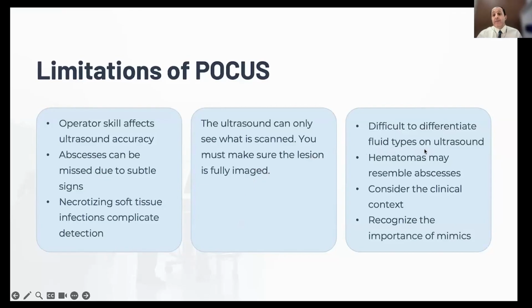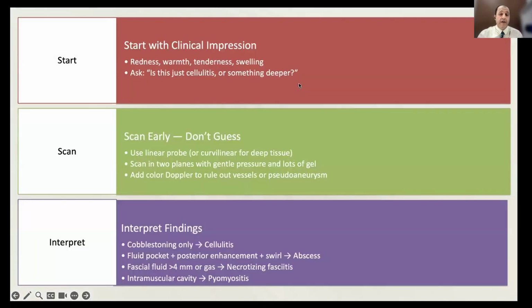It is very difficult sometimes to differentiate between the fluid. Sometimes it's hematoma, it's seroma, or it is abscess. It's very difficult sometimes to say what this is. That's why considering clinical context is very important, and always review the mimics. What we find, maybe it is another thing. That's why we need to use the color Doppler and other planes just to make sure it is really abscess or lymph nodes or maybe a pseudoaneurysm.